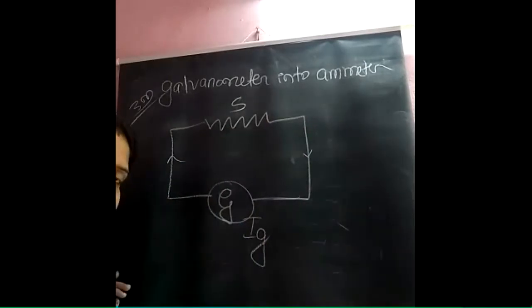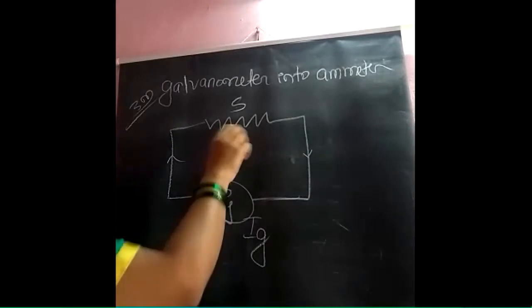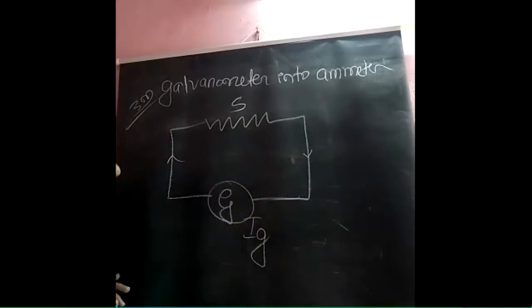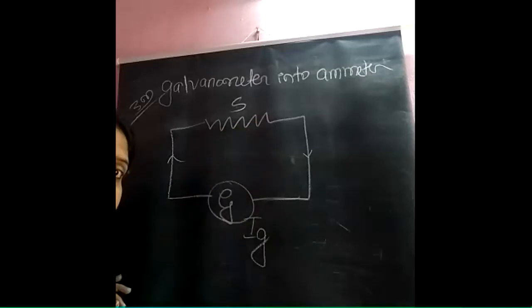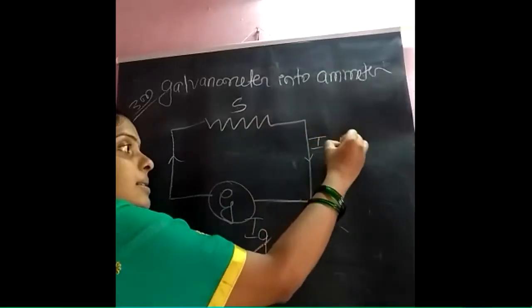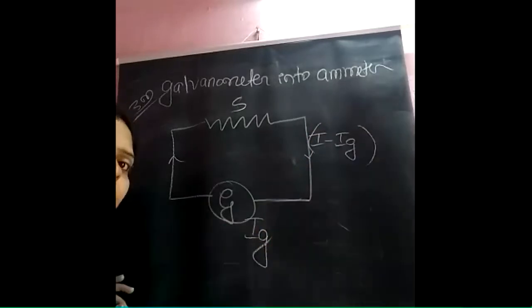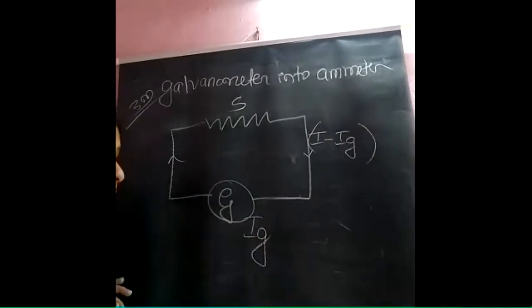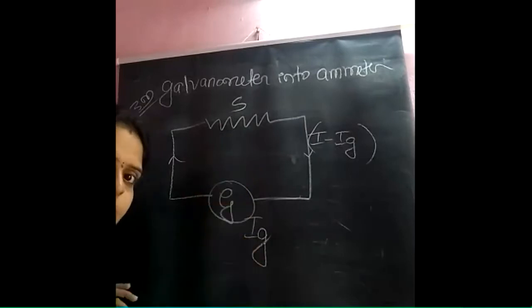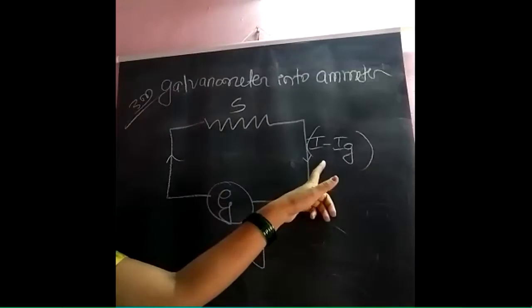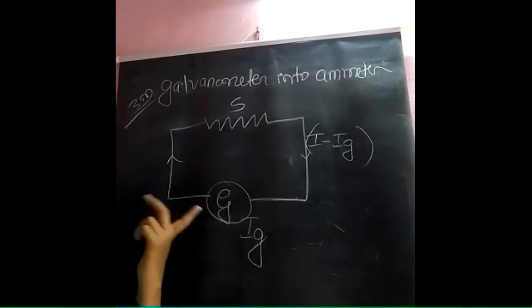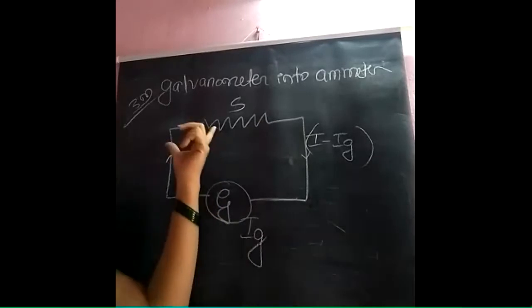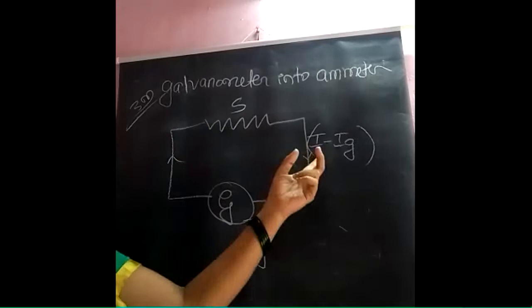Next, here what happens when you are connecting the resistance in parallel with it? Here the current flowing through the resistance S is I minus IG. Why am I writing it as I minus IG? Because it is connected in parallel. You studied already connection of resistors in parallel and series. So here I is the current through the entire circuit. IG is the current through the galvanometer. When it is connected in parallel, the current through the resistance S is given by I minus IG.